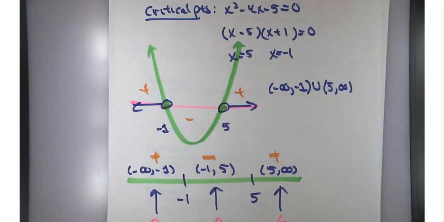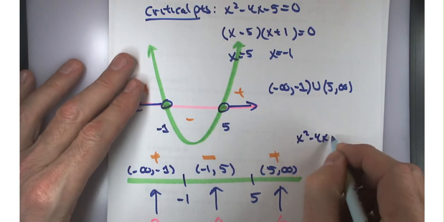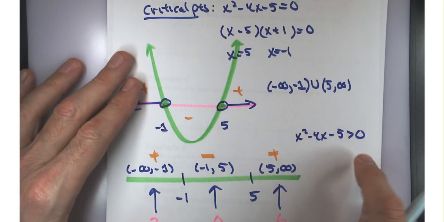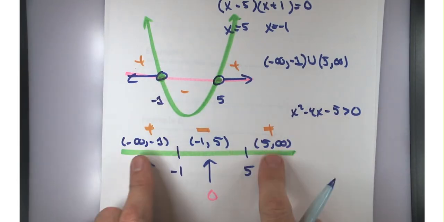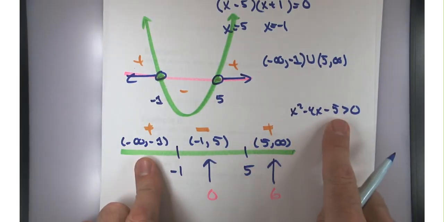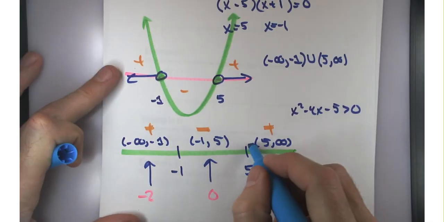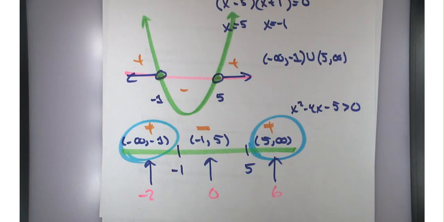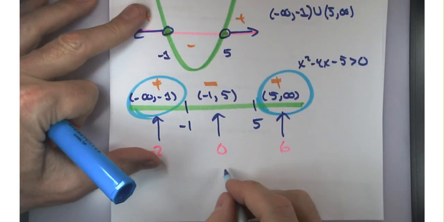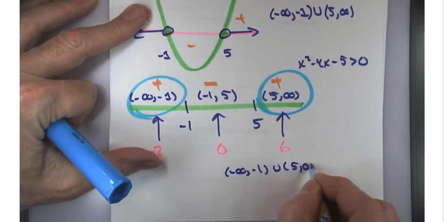And since my equation is asking me where does x squared minus 4x minus 5, where's that greater than 0? Do I want the positive intervals or do I want the negative interval? The positive one. So this and this are my answers. So I get the same thing as before. I get negative infinity to -1 union 5 to infinity.